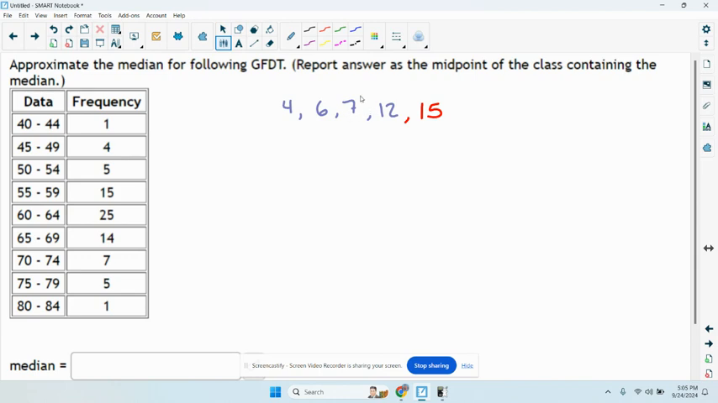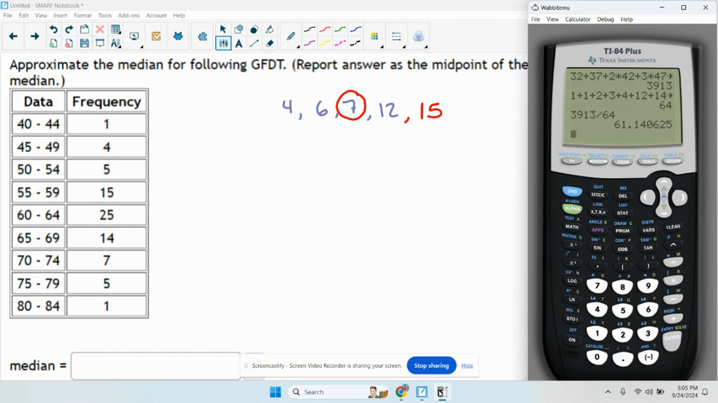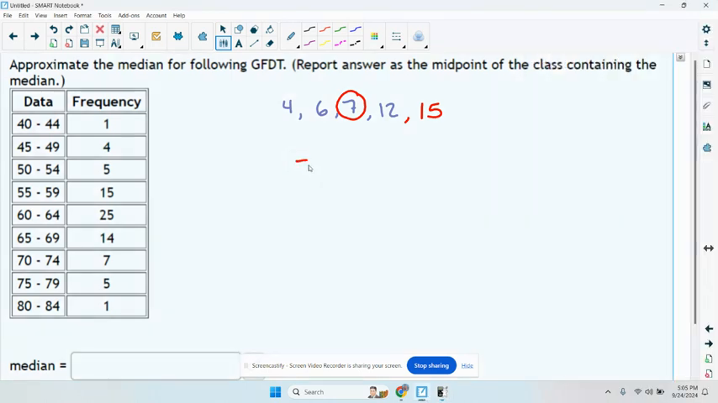I can't divide 5 by 2, so I subtract 1 and I get 4. And I say, okay, well, the median is going to divide the first 2 things from the last 2 things, so it's going to be the third thing. We're going to keep that logic here. So the first thing I want to figure out is how many data values there are. So I'm going to add up the frequencies. 1 plus 4 plus 5 plus 15 plus 25 plus 14 plus 7 plus 5 plus 1. So I get 77 data values.